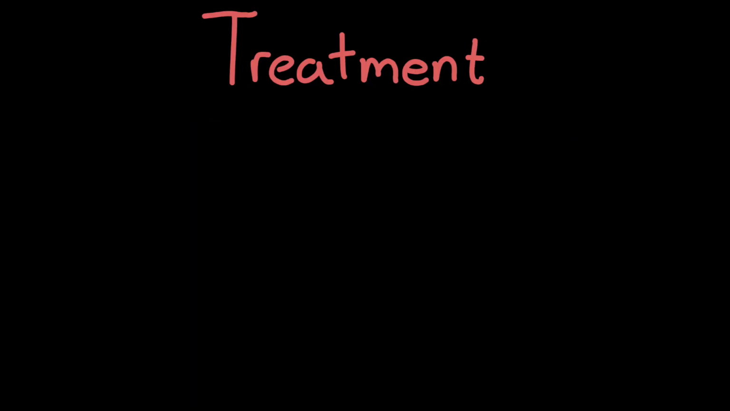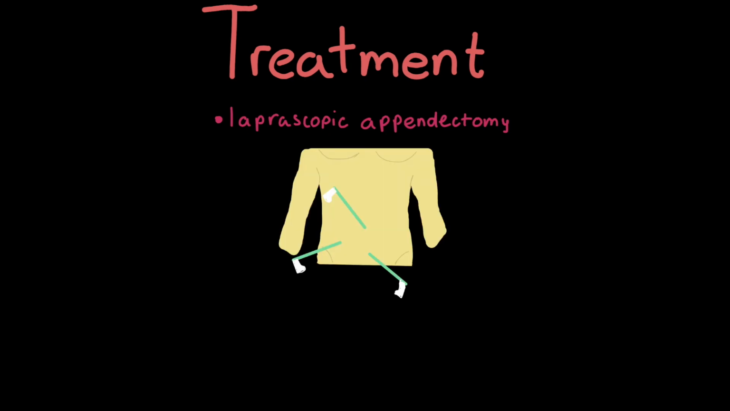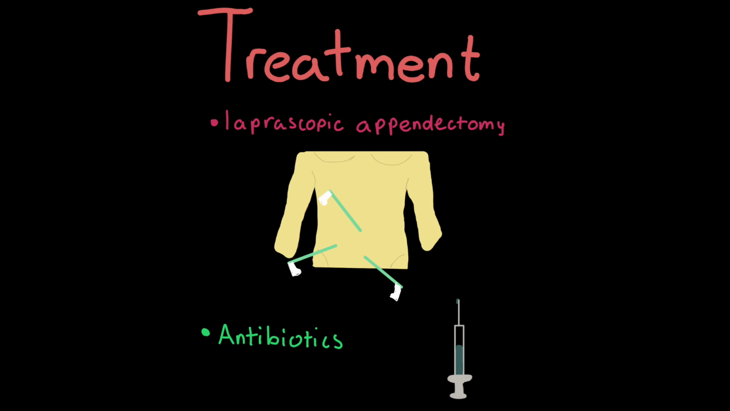Now, the main treatment of acute appendicitis includes a laparoscopic appendectomy, which is a surgical procedure in which a surgeon removes the appendix using special instruments. Antibiotics will also be administered before and during surgery to prevent infection of the appendix. If the appendix perforates, antibiotics will be administered after the surgery as well as part of recovery.